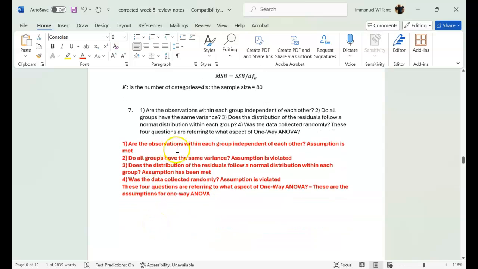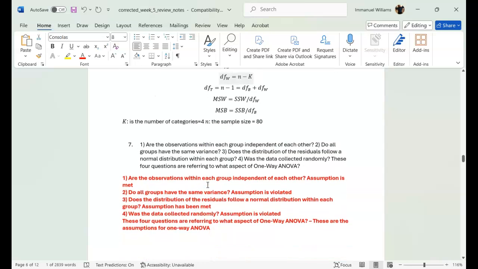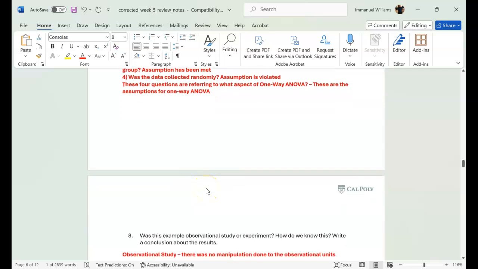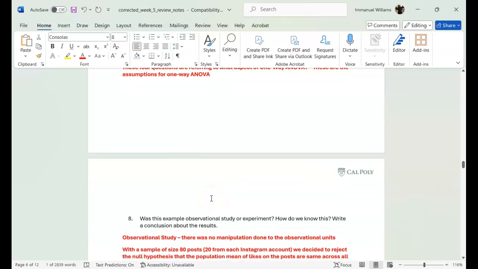Yeah. So are assumptions independent? Do all groups have the same variance? Yeah, it's definitely violated. Distribution of residuals follows a normal distribution. The fourth is violated because, again, who knows when they posted. The way I'm collecting the data is not random. Okay, so was the example an observational study or an experiment? This is observational because we're not manipulating anything. How do you know this?